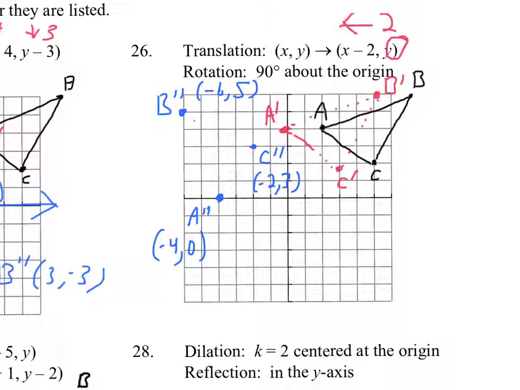And now we'll make our dotted or dashed lines. And you should be able to follow what happened here just visually. It should make sense visually. First, our original shape just shifted over 2 units, and then it rotated 90 degrees. So there we are. We're finished.